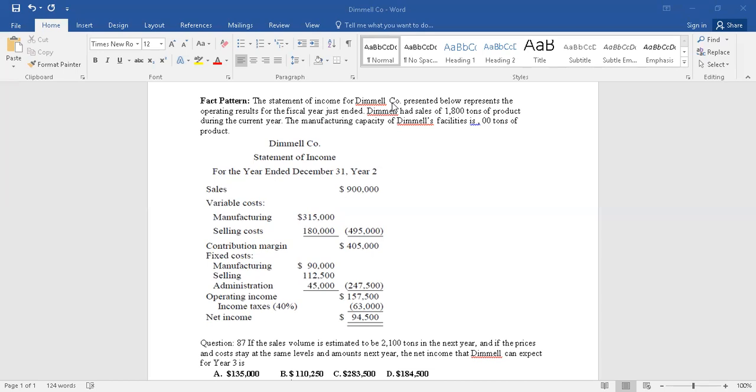There is a question here on the screen. It says the statement of income for Dimmell Company presented below represents the operating results for the financial year just ended. Dimmell had sales of 1,800 tons of product.